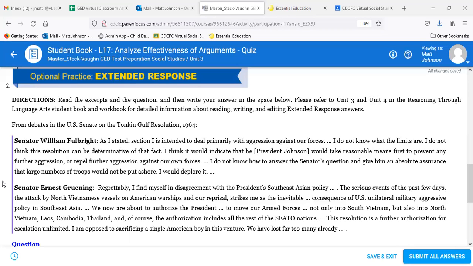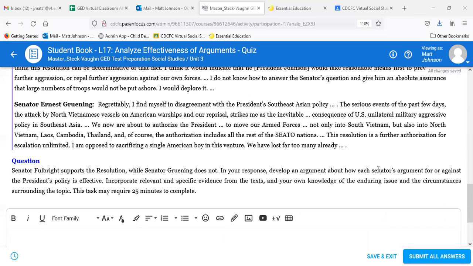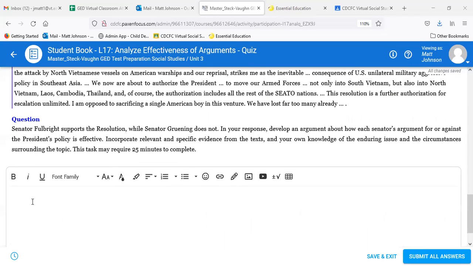So, and he points out, he doesn't want this to escalate because he doesn't want to lose American lives. So thinking about those two arguments and putting them together, how each argument for the policy is effective, and then we will look at whose might be more effective. There's not a lot of evidence in either, but I think Gruening does make a better argument. So let me start putting something together here.